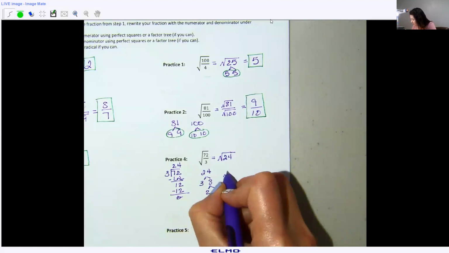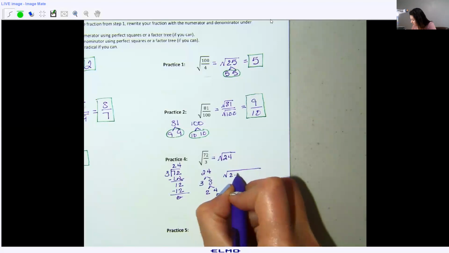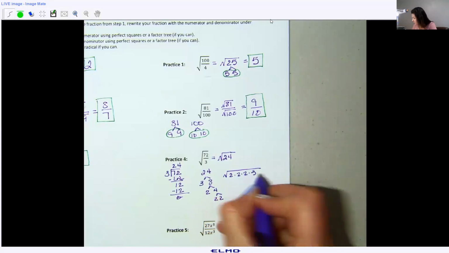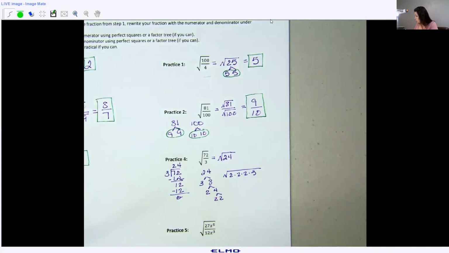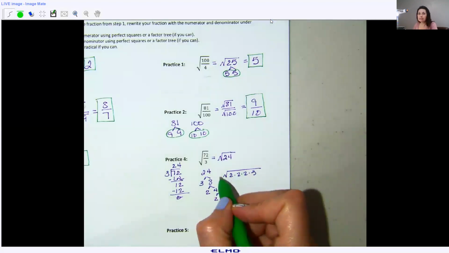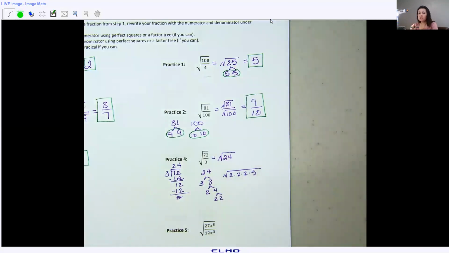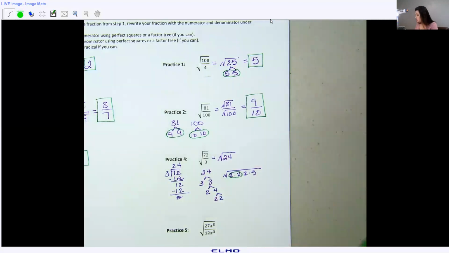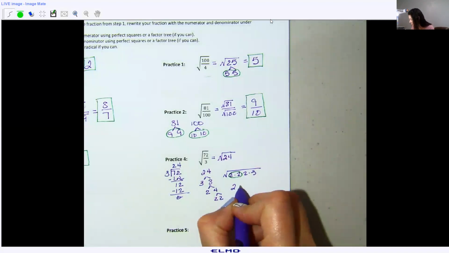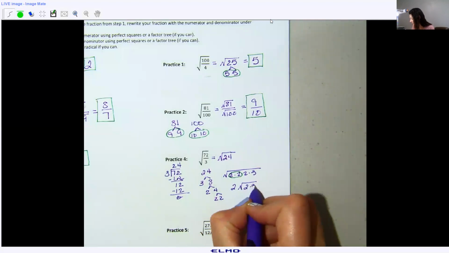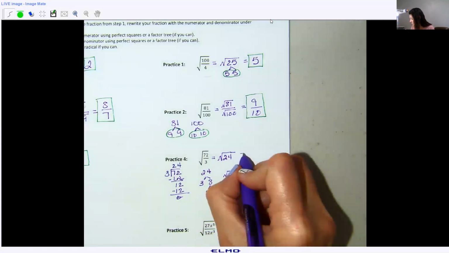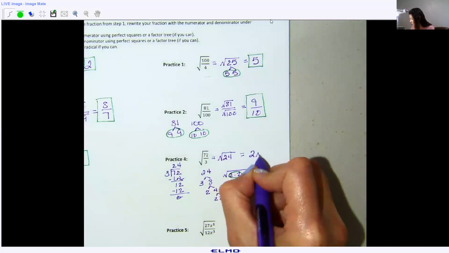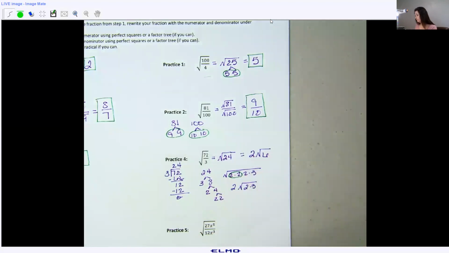So I end up with 3. Okay, now since there's no index, I know that it's a 2. So I'm going to circle groups of 2. So I have one group of 2 2s. That is going to be pulled out or factored out of the radical. And I'm left with 2 times 3 on the inside. So my final answer is 2 square root of 6.